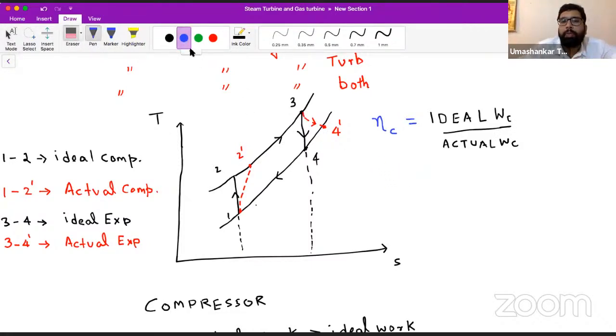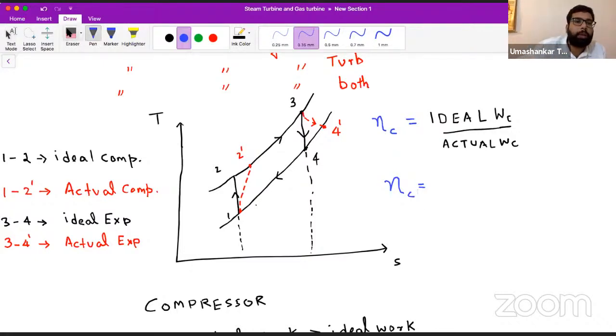Mostly, what kind of confusion usually takes place? People say, sir, ideal should be in the denominator. No. Why should ideal be in the denominator? Because the actual must be more. So in the case of a compressor, when we are in loss and giving work to the compressor, we have to give more. So in the actual condition, we have to give more to the compressor, and thereby compressor efficiency comes into the picture.